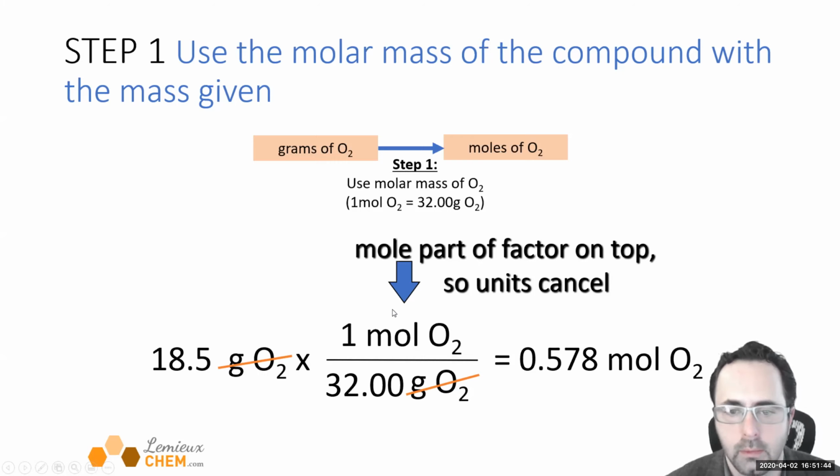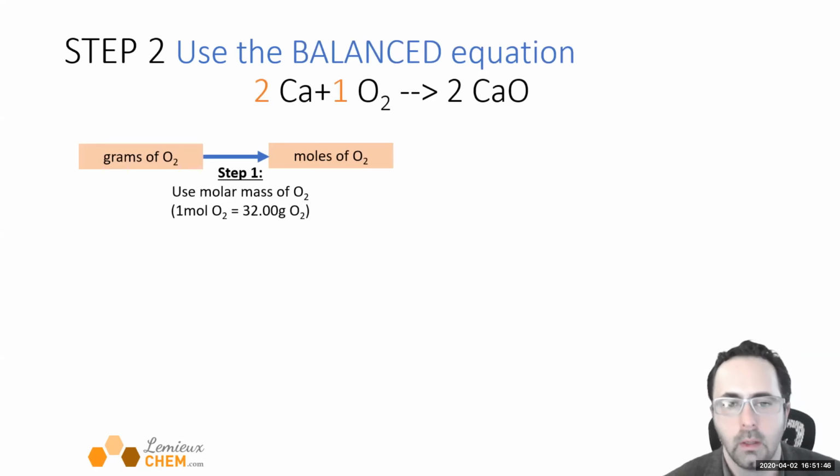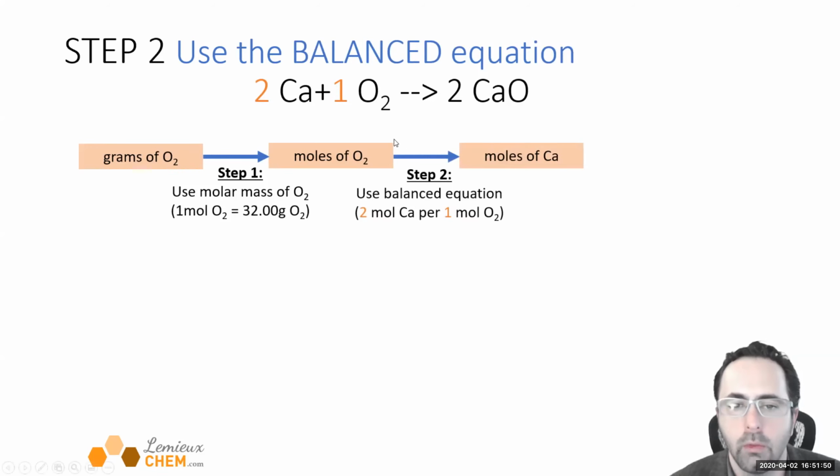Next. What we're asked for now is the moles of calcium. So we need to go from moles of O2 to moles of calcium. When you're going from moles of one thing to moles of another, you use the balanced equation, step 2. Only step 2, you use the balanced equation.